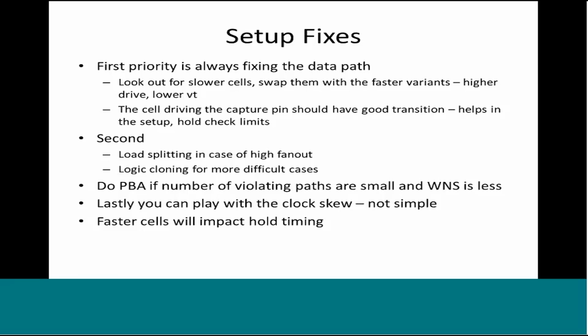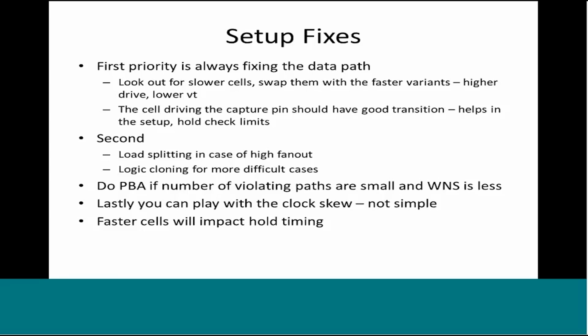Third is do path-based analysis. If the number of violating paths is small, let's say you have 5 violating paths in a particular clock group, you can do PBA on that. We saw an example in the lab. And the WNS is small. Let's say the WNS is minus 50 ps and you are hoping that it meets, you can do PBA. The longer the path with multiple input cells, probably the more advantage you will get out of PBA.